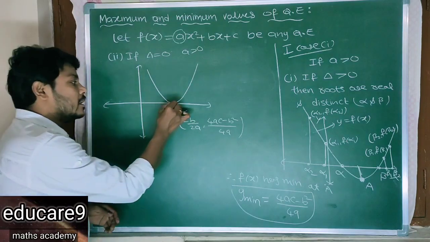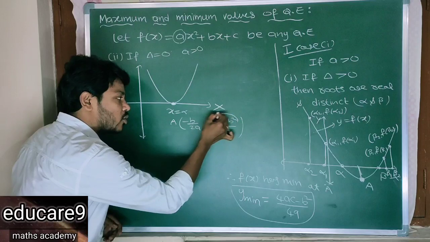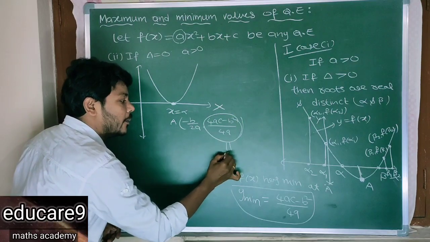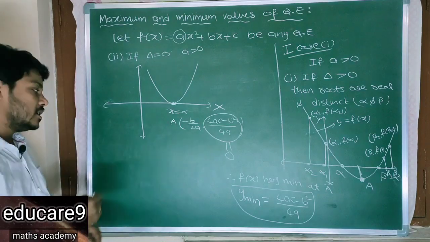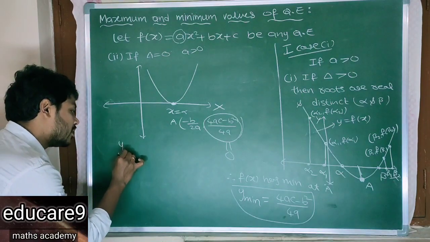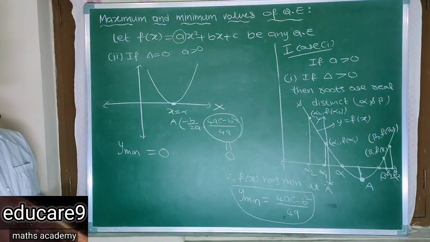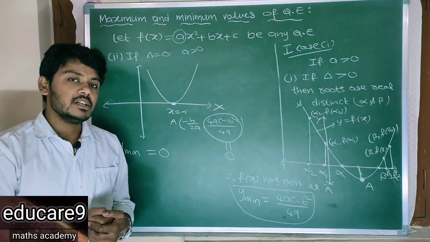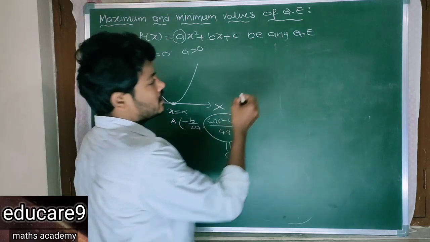But here this point lies on the x-axis, so this coordinate is 0. So clearly the minimum value is 0. That is, therefore y minimum is 0. And third case, if delta is less than 0, in that case the roots are imaginary. So see the third case.